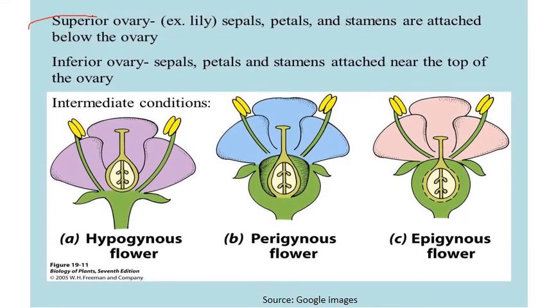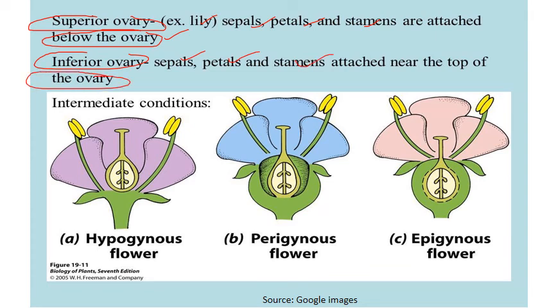The next, superior ovary, that we have already discussed. For example, lily: sepal, petal, stamens are attached below the ovary and they are not in direct contact with the ovary. Inferior ovary, when the floral parts like sepal, petal, stamens are attached near the top of the ovary.